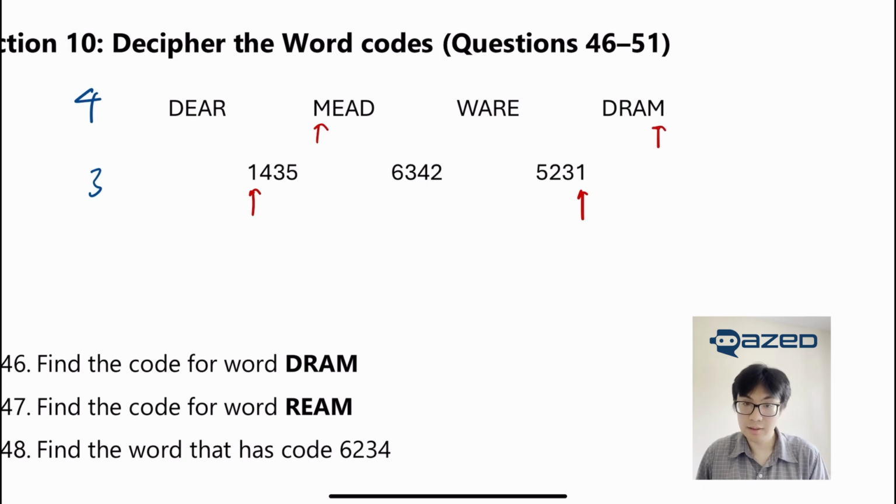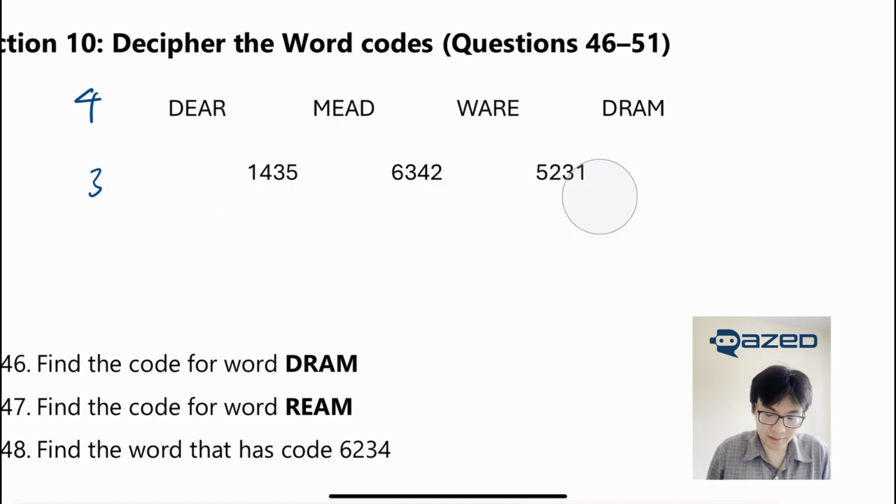However, deer and dram also have the same letter as the last letter as mead. So that means that doesn't give us enough information because it could be all these combinations. So let's find a different thing that can give us more information by looking at the letters again, numbers again.